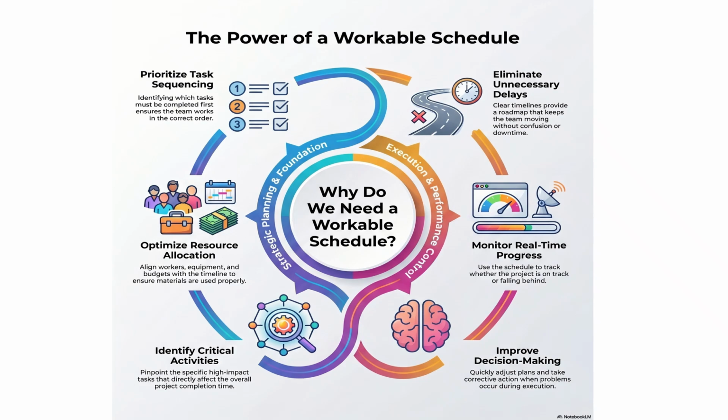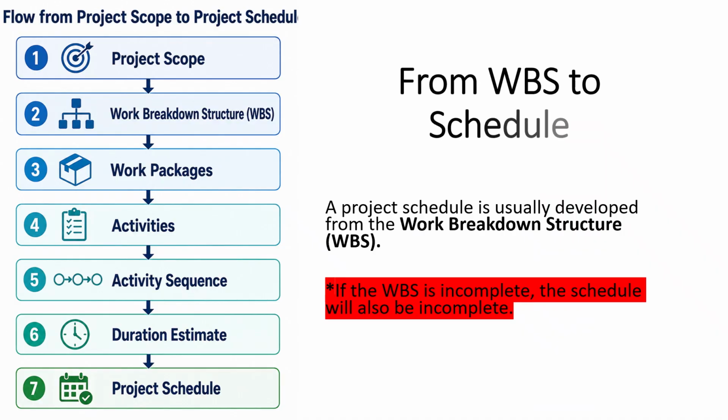Finally, a workable schedule supports real-time progress monitoring and better decision making. When the schedule is clear, the project manager can quickly see whether the project is on track, behind schedule, or needs corrective actions. A project schedule is usually developed from the work breakdown structure or WBS. The WBS breaks down the whole project into smaller and more manageable parts. The process begins with the project scope.